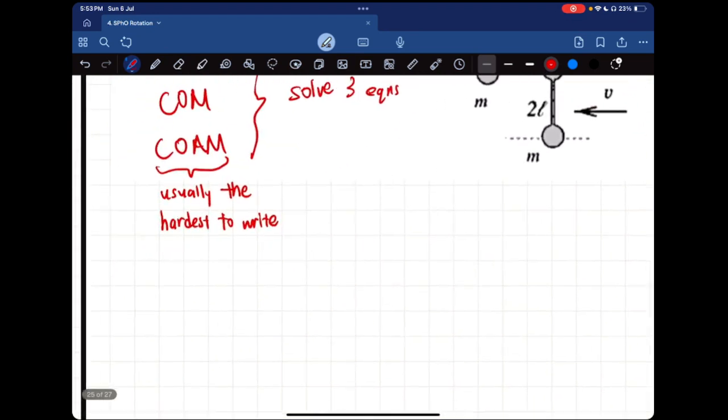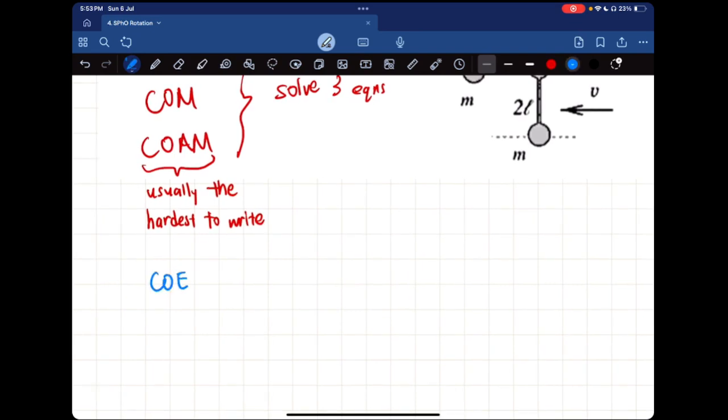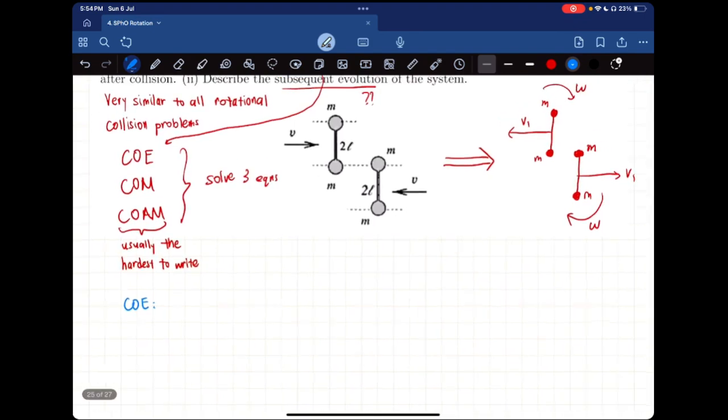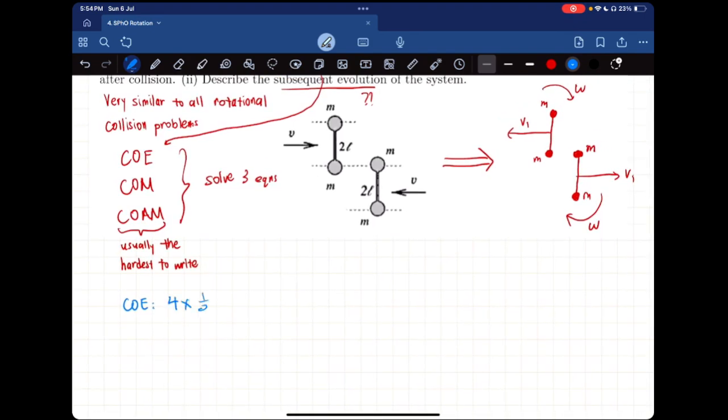So we might first want to write COE because it looks approachable. So what does COE tell us? With COE, we can write 4 times half mv1 squared plus half mv squared equals 4 times half mv1 squared, because all four have the same translational velocity, and plus 2 times half I omega squared.